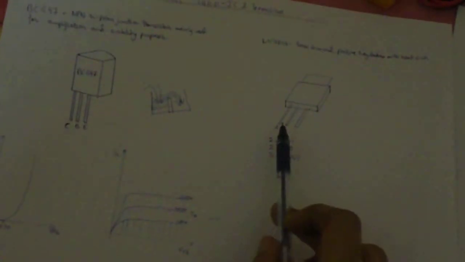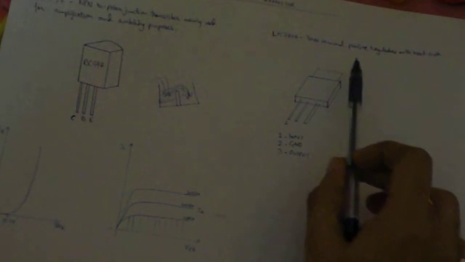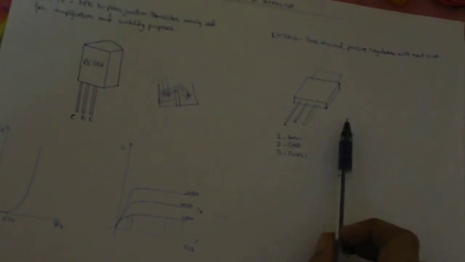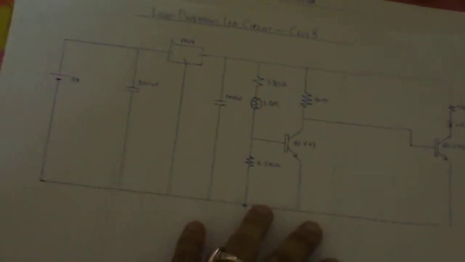And this one is the Fairchild LM7806 IC. This is a 3-terminal positive regulator IC with an output of around 6 volts. So now here we have our circuit diagram.